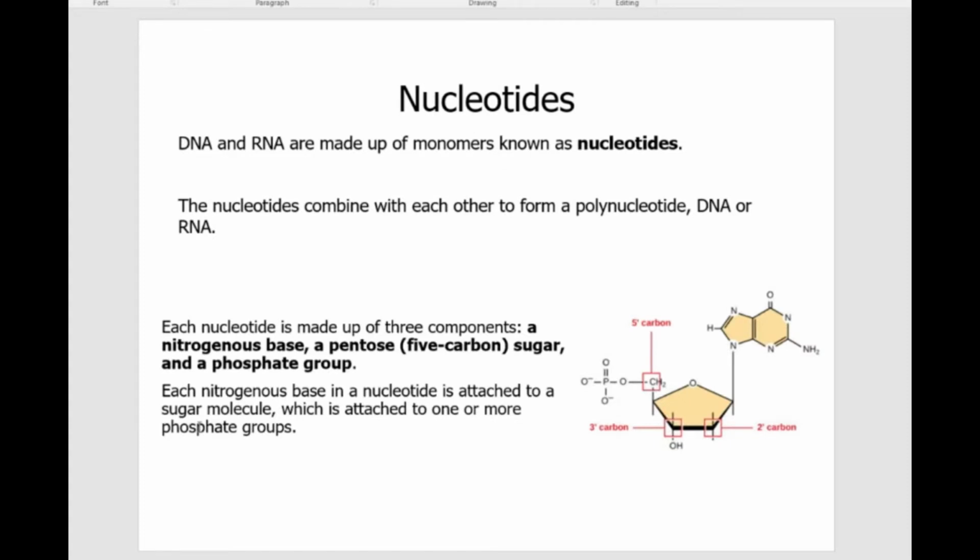We are going to first look at the monomer of nucleic acids. So nucleic acids can be very long chains, so they can be really big, and those long chains, those polymers, are made up of monomers, right? The subunit. So for DNA and RNA, the subunit is called the nucleotides. So remember that, this is very important.